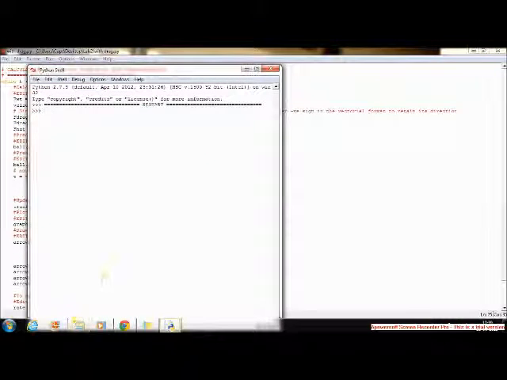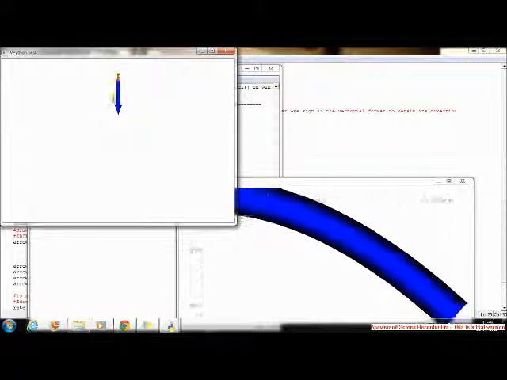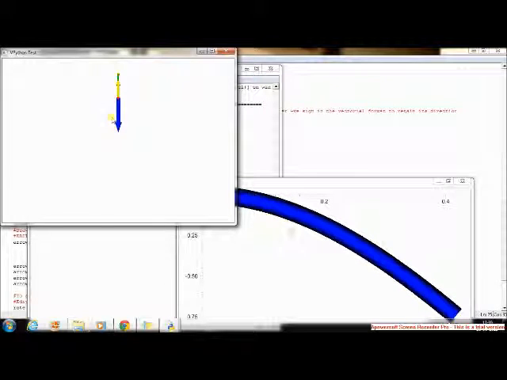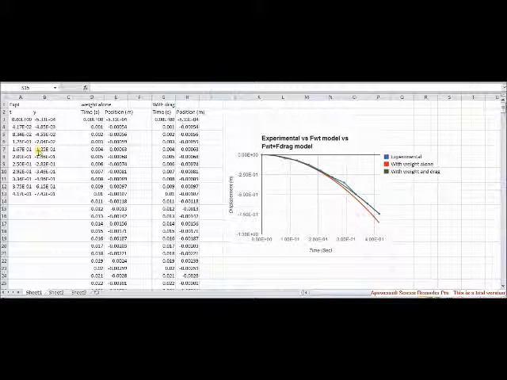So running the program, the blue arrow indicates the weight force, whereas the yellow arrow indicates the drag force. The weight force is constant for the entire period of time, whereas the drag force increases as the ball proceeds, which says that the drag force is directly proportional to the velocity.